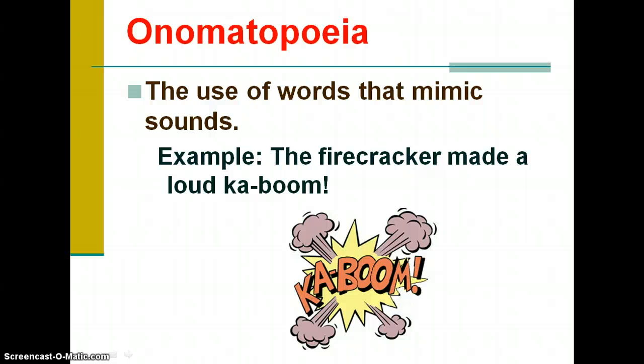Right, onomatopoeia. That's a fun word, and it's a fun one to work with. It's the use of words that mimic sounds. For instance, the firecracker made a loud kaboom. We have all these different sounds like buzz, and zap, and bang, and boom, and pow. Those are all onomatopoeias.